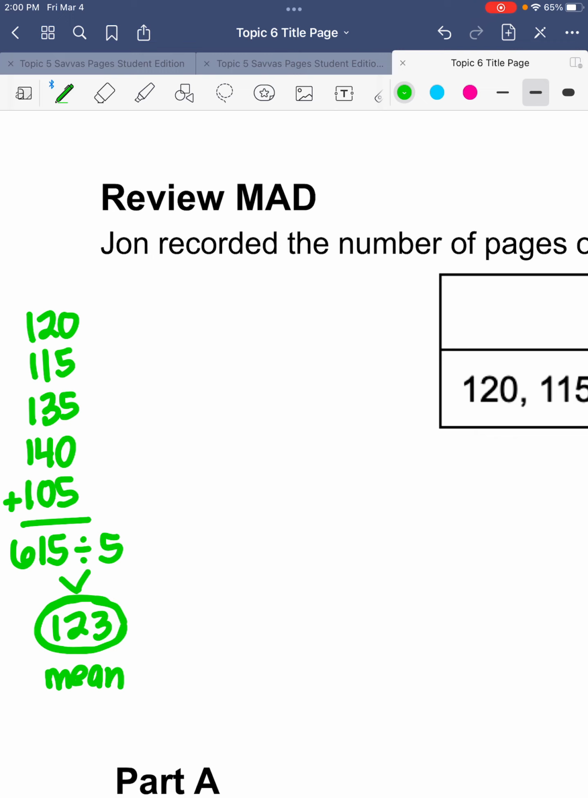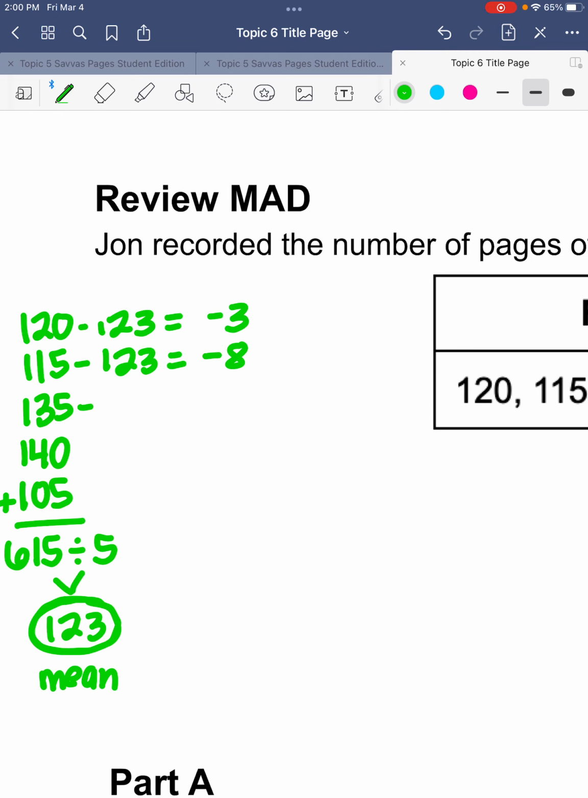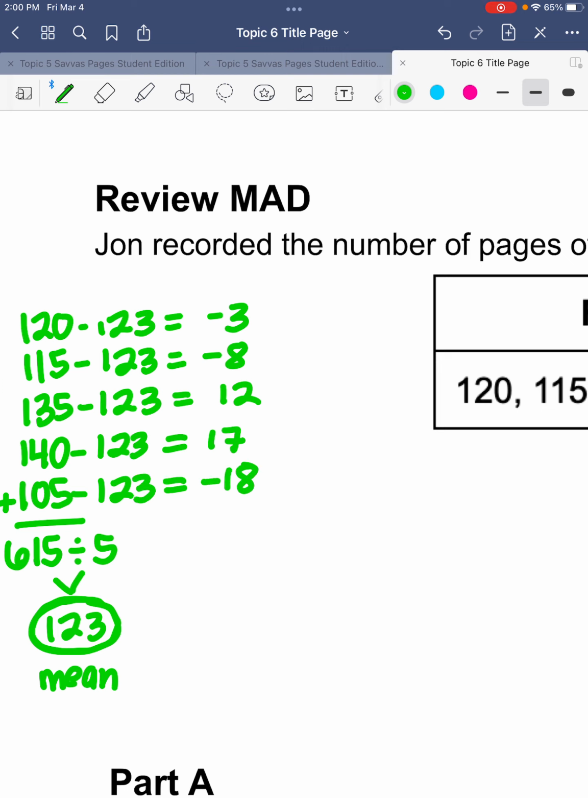Okay, now once I've found the mean, I'm going to subtract the mean from each term. So 120 minus 123 is negative 3. 115 minus 123 is negative 8. 135 minus 123 is 12. 140 minus 123 is going to be 17, and 105 minus 123 is negative 18. Okay, so we have a new set of data now.